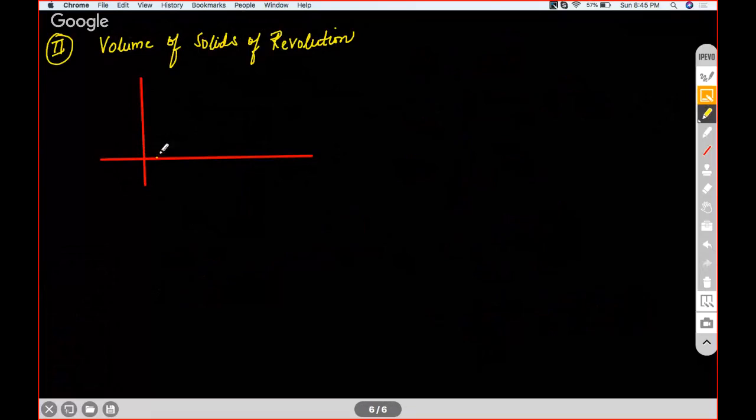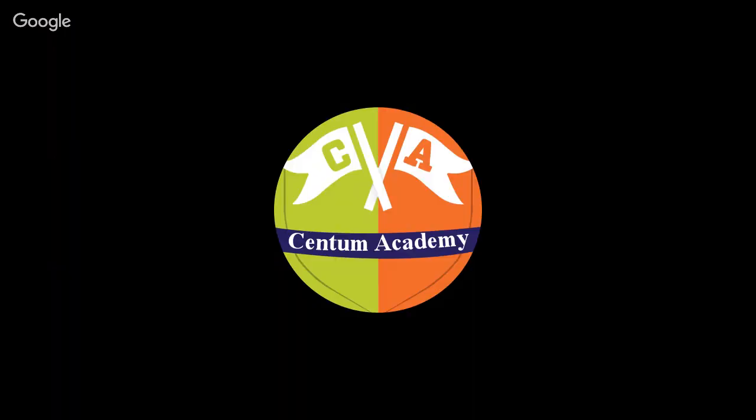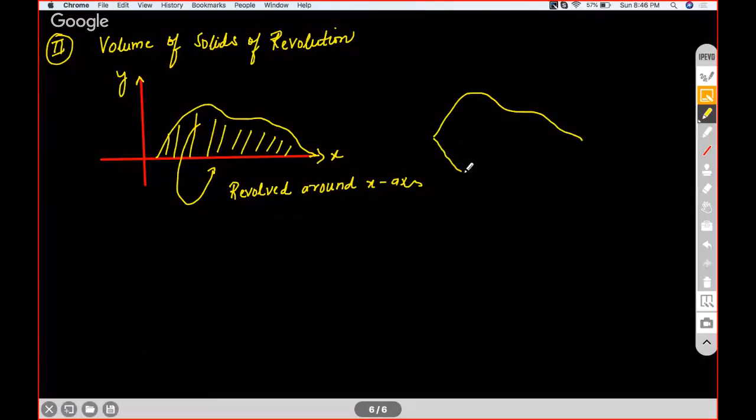Now let's say I rotate this curve about the x-axis. So you can imagine it's rotated like this. This entire thing is rotated, or revolved, around the x-axis. You'll see a surface like this, a generated 3D figure. Something like this will be generated. Now this volume I want, the entire volume.